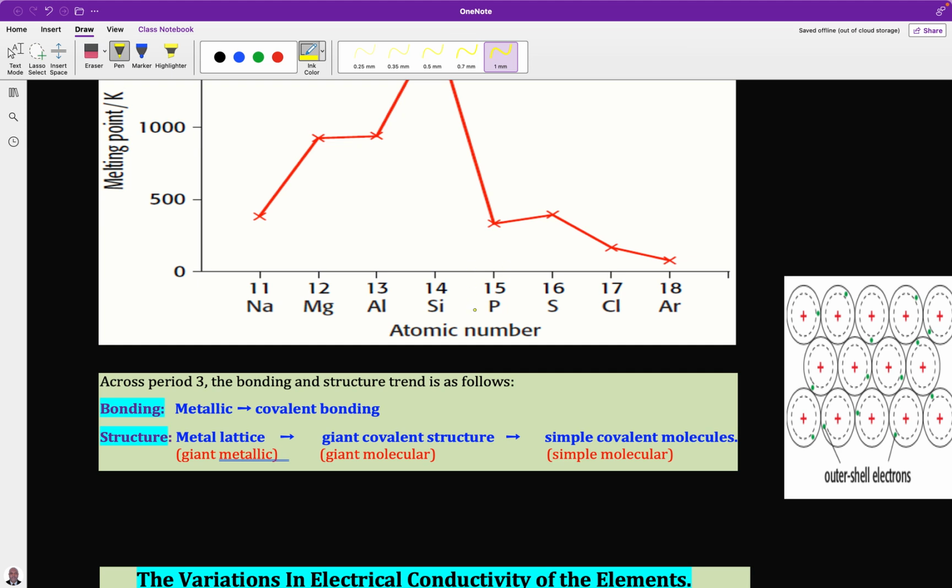Then from phosphorus right down, we call them the simple covalent structure or simple molecular structure. Once more, in terms of bonding, we are moving from metals to non-metals. That is, we are moving from metallic bonding to covalent bonding.